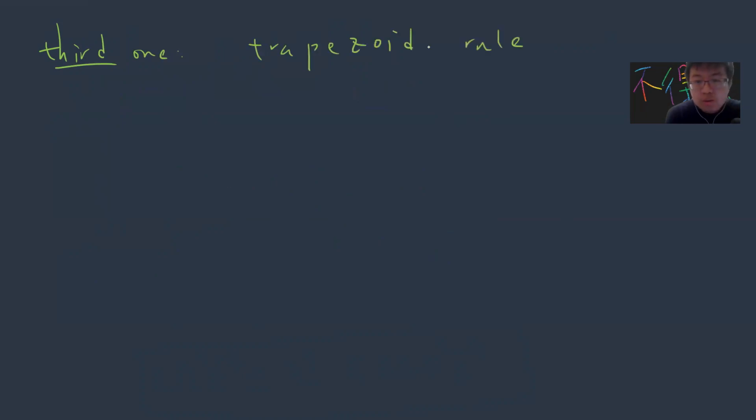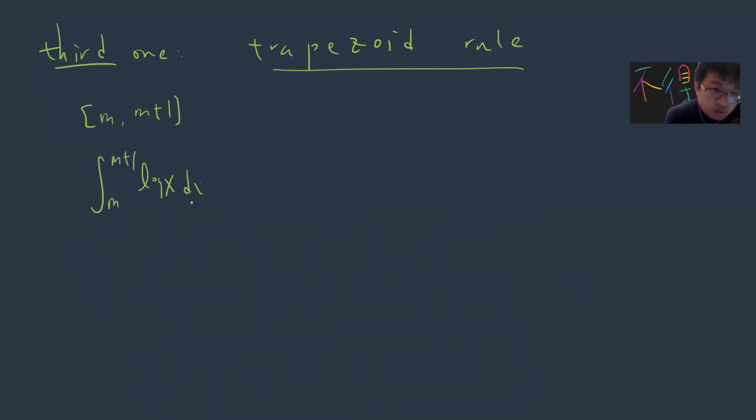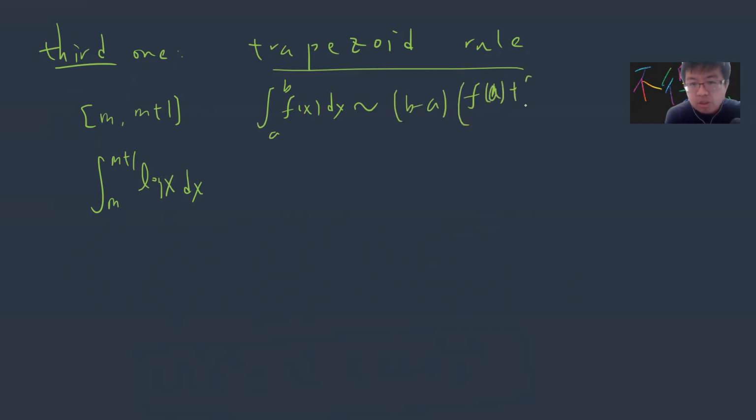the trapezoidal rule. So the trapezoidal rule, let's say you take the interval from n to n plus 1, and you take f of x dx from a to b. You approximate it as (b minus a) times (f of a plus f of b) divided by 2. This is the approximation. You can see a picture like this.